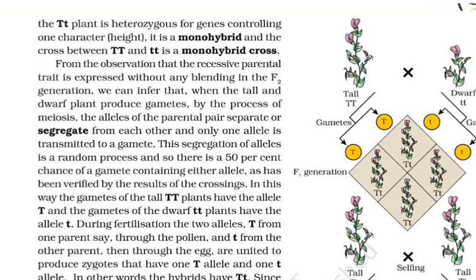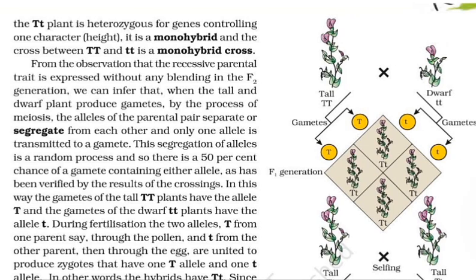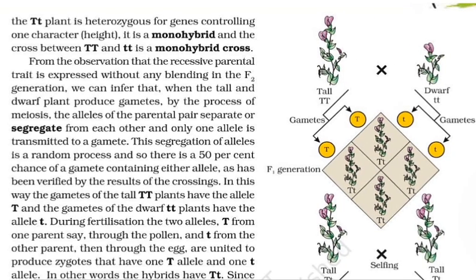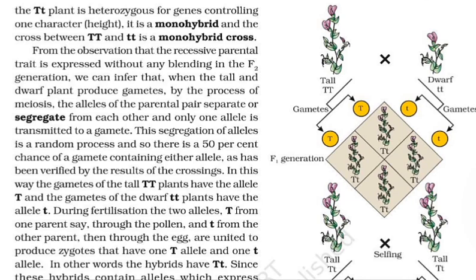that when the tall and dwarf plants produce gametes by the process of meiosis, the alleles of the parental pair separate or segregate from each other, and only one allele is transmitted to a gamete. This segregation of alleles is a random process, and so there is a 50% chance of a gamete containing either allele, as has been verified by the results of the crossings.